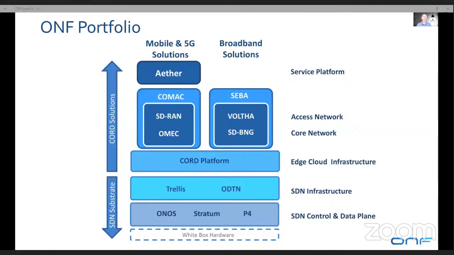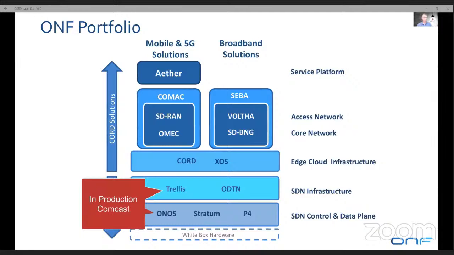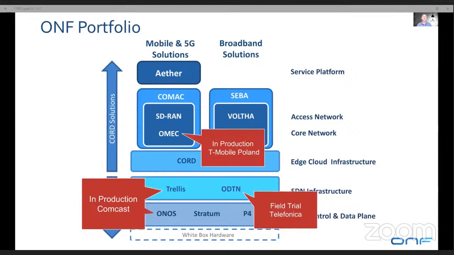The top half of the stack collectively is part of the CORD solutions. But up and down the stack, these solutions are being commercialized and put into production. If we look at the SDN infrastructure specifically, ONOS and Trellis are today running in production in Comcast's network. ODTN, which is basically a marrying of a packet-based and optical network, is in field trial with Telefonica. Moving up the stack, OMEC, the open source evolved core, is in production with T-Mobile Poland. SIBA collectively is in trial, on its way to production, at both Deutsche Telekom and Turk Telekom.